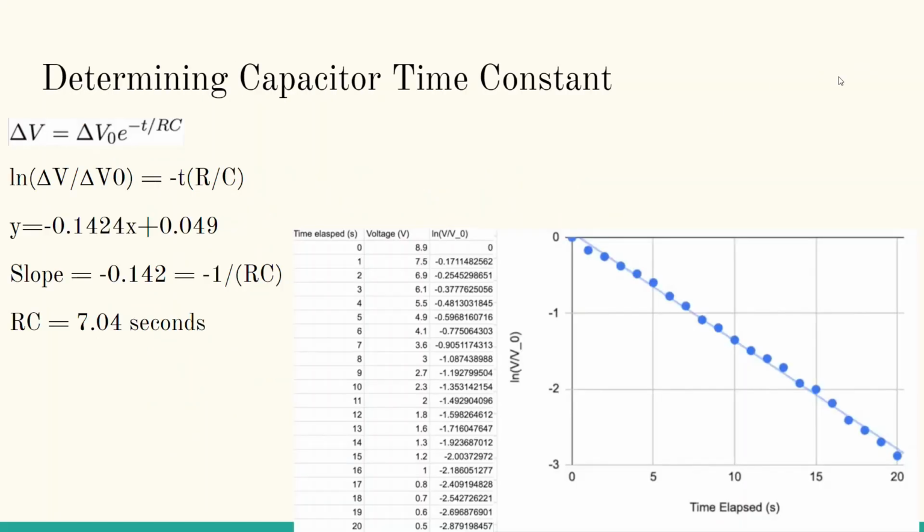So to determine the time constant, we can use the equation on the top left, and we can take the ln of it to solve for RC. So the slope is y equals negative 0.1424 x plus 0.049, and we get that from the data that we inputted in the graph. So we take the negative reciprocal of the slope, set it equal to the RC, and we get RC equals 7.04 seconds.